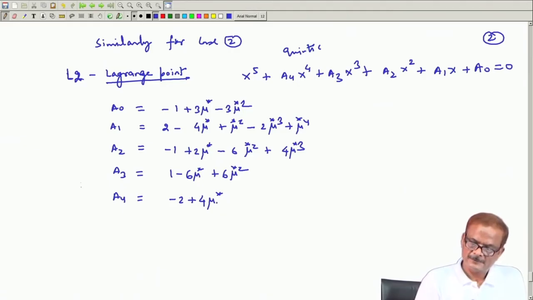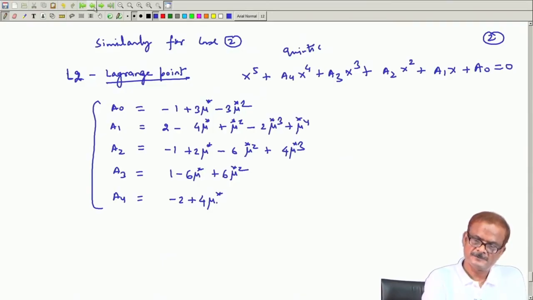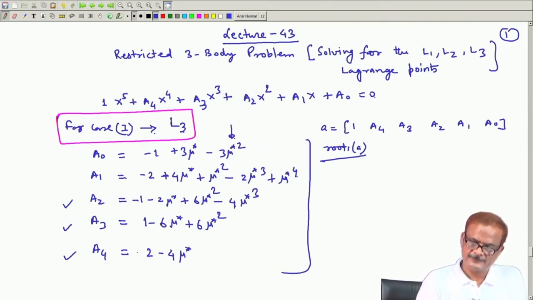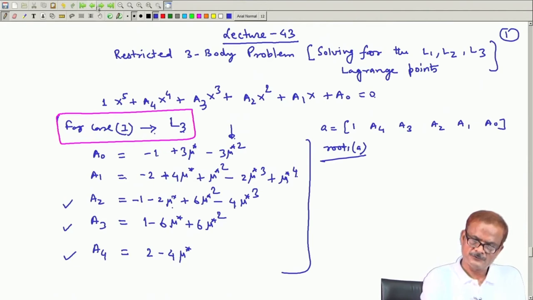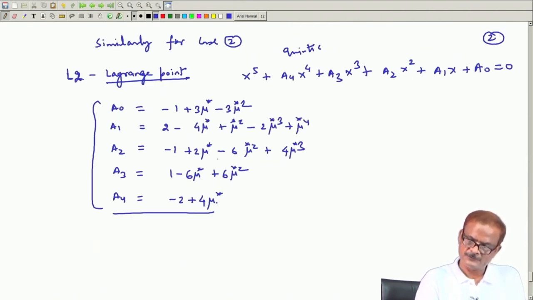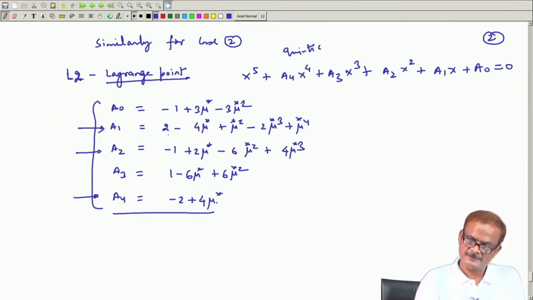Now we can compare these coefficients. If we look at the previous one, we find that the a0 coefficient is the same as for the L3 point, but what is the difference? a4 is differing, then a2 is differing: a2 is minus 1 minus 2 mu star there, here minus 1 plus 2 mu star. You can see that a4, a2 and a1 differ. a1 is minus 2 minus 4 mu star, so here this is 2 minus 4 mu star. This way they are differing.